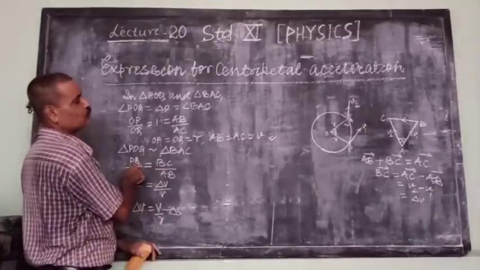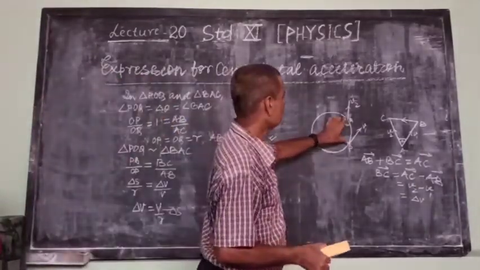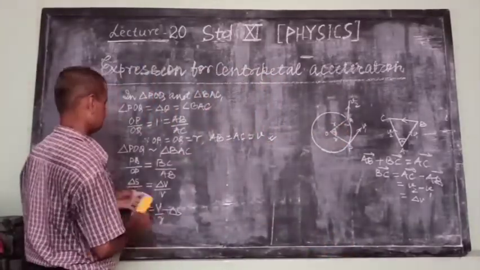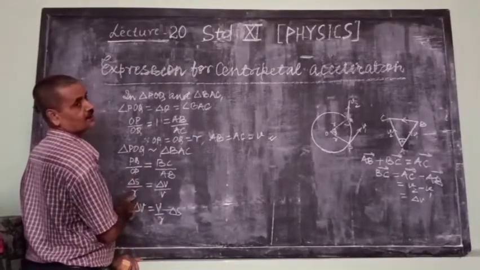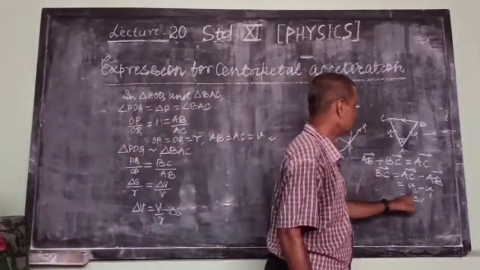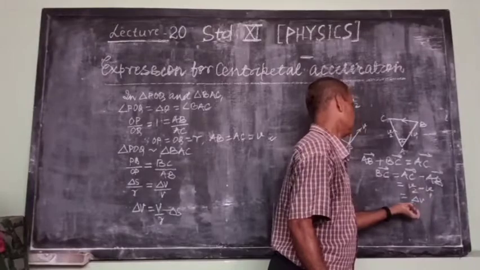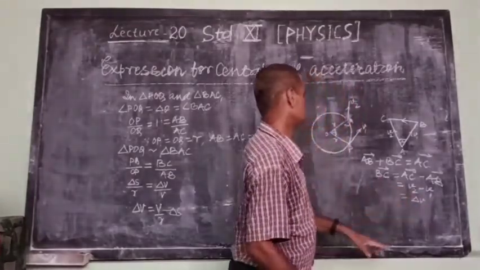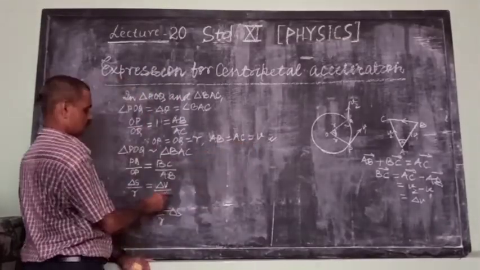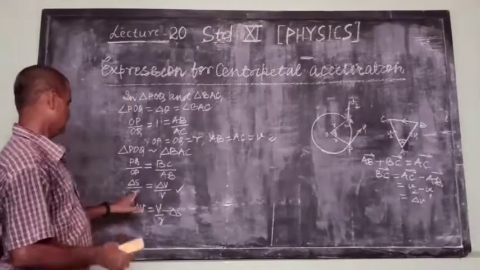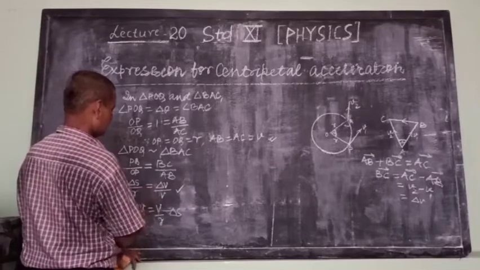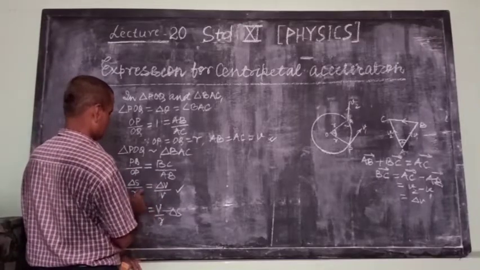The value of PQ, watch here, this PQ is delta S, and OP was the radius R. BC I have calculated: this BC was equal to V2 minus V1, so that is the change in velocity. We will use BC as delta V, and AB was equal to V. We can calculate the value of delta V. Delta V can be written as V by R into delta S.